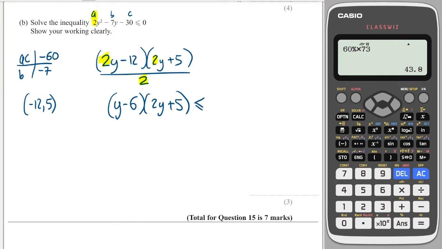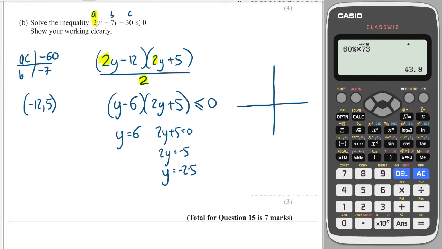So we want this to be less than or equal to 0, but I want to find out what these critical values are. So this bracket here, when does that equal 0? Well, it equals 0 when y is 6. And this one here, well, 2y plus 5 equals 0 when 2y equals minus 5, so y equals minus 2.5. So if I were to draw this quadratic, I know that it would go through minus 2.5 and it would go through 6. So it would look like this.